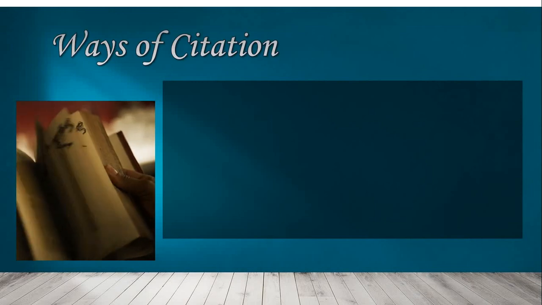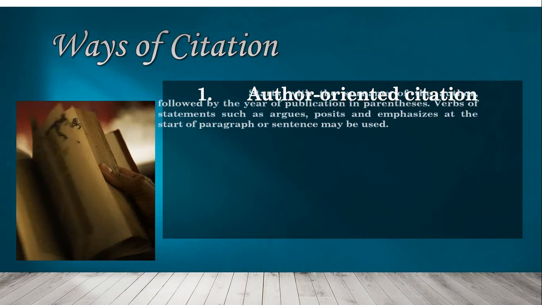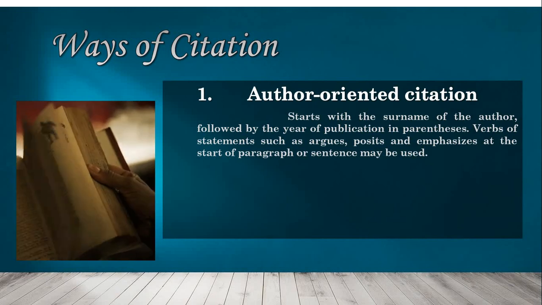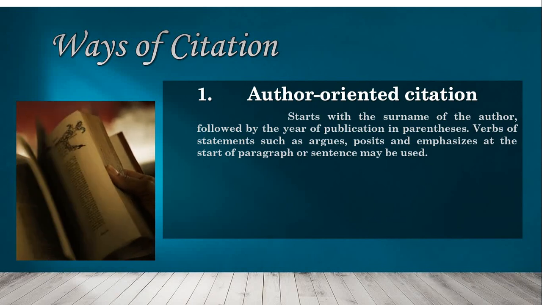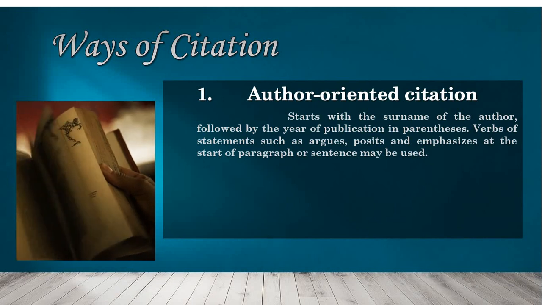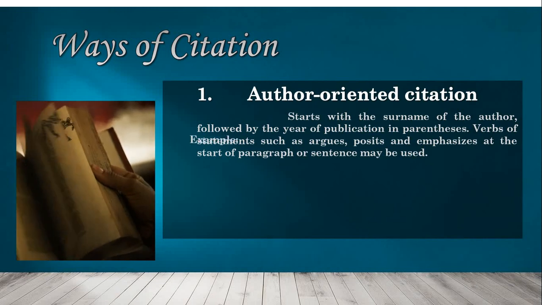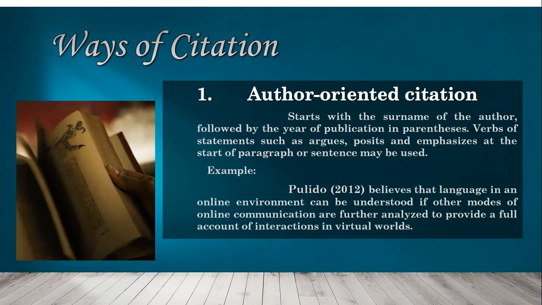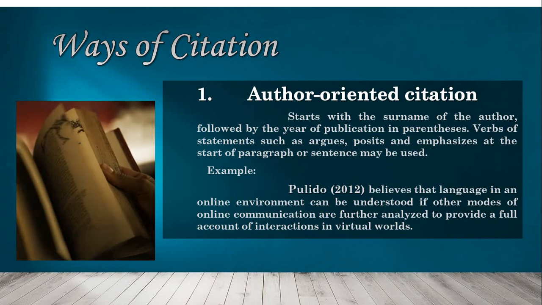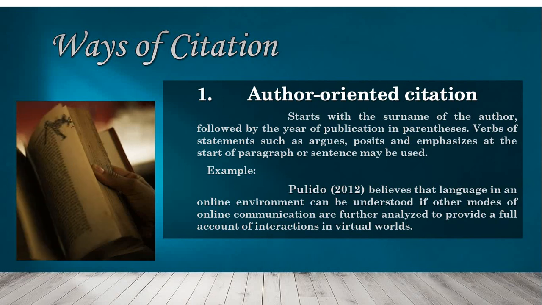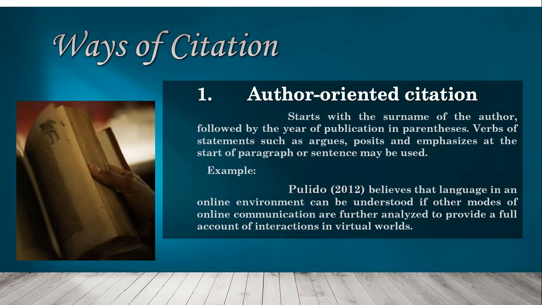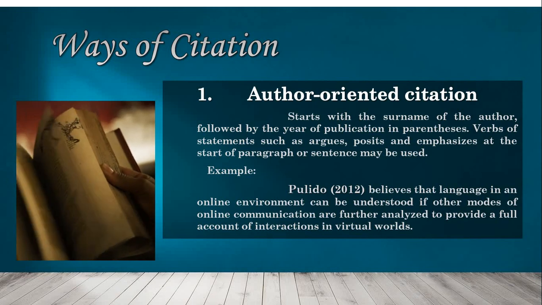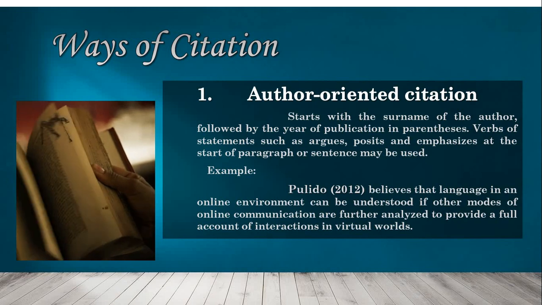Ways of citation. Author-oriented citation starts with the surname of the author followed by the year of publication in parentheses. Verbs of statement such as argues, posits, and emphasizes can be used at the start of a paragraph or sentence. This is the example: Pulido 2012, and then followed by the paragraph. As you can see, it starts with the surname. The paragraph begins with the author, followed by the year in open and closed parentheses without any punctuation marks.